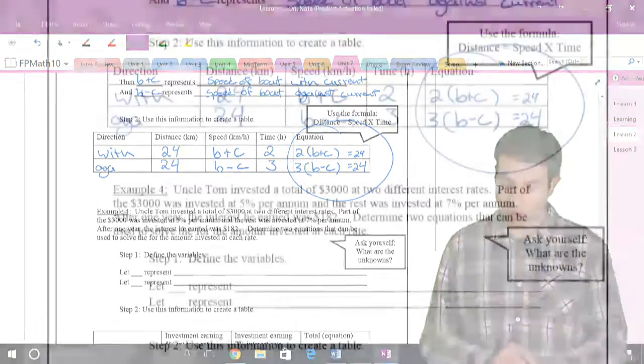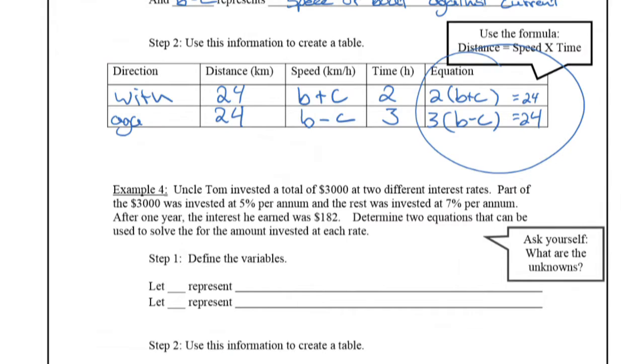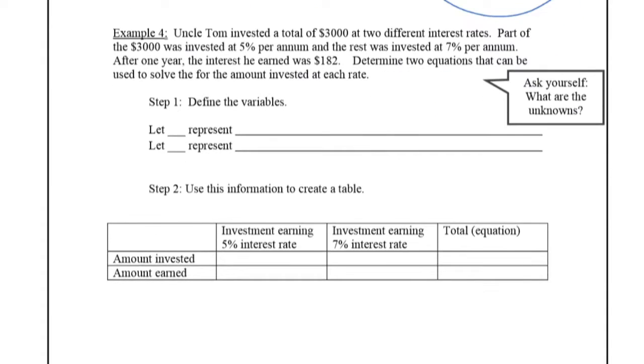Uncle Tom invested a total of $3,000 in 2 different rates. Part of the money was invested at 5%, and the other was invested at 7%. After a year, he earned $182. Determine equations you can use to solve for the amount he invested at each rate. So we don't know how much he invested at either rate. If Uncle Tom was a savvy investor, he probably would know these sorts of things, but he doesn't, so we're going to help him out.